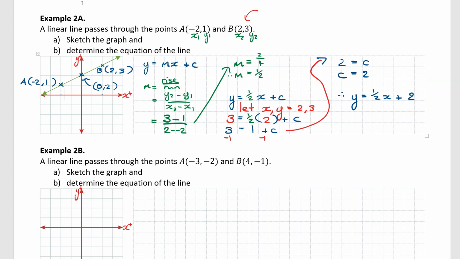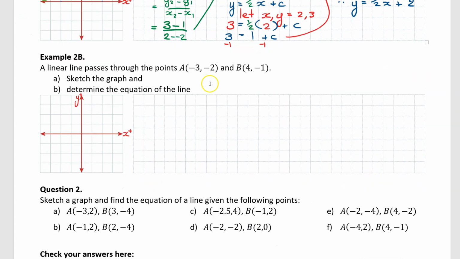Then we calculate our gradient from the values of these 2 points, and then we write out the equation as is with plus c, sub in either a or b, so x and y, and then deduce the value of c, thus giving us the equation of the line. Let's have another go down here.